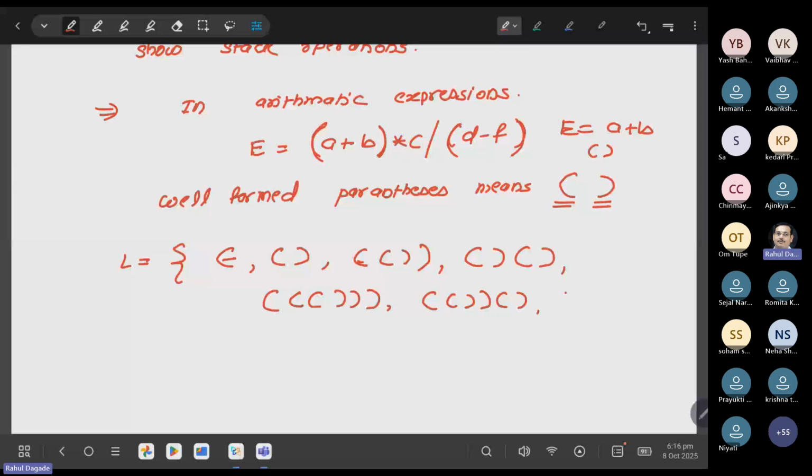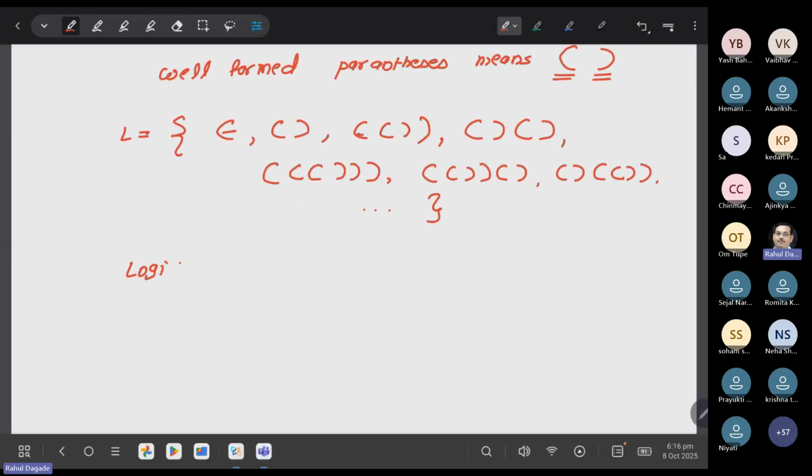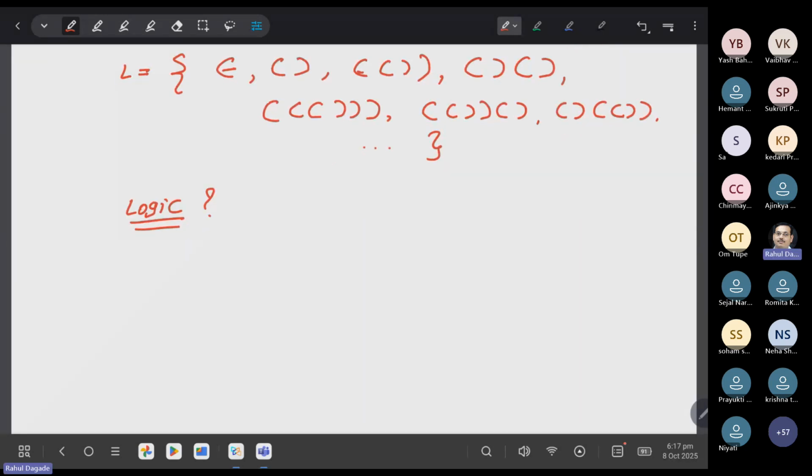So now what logic will you apply? What logic will you apply so that you can come to know that it is a well-formed parenthesis?